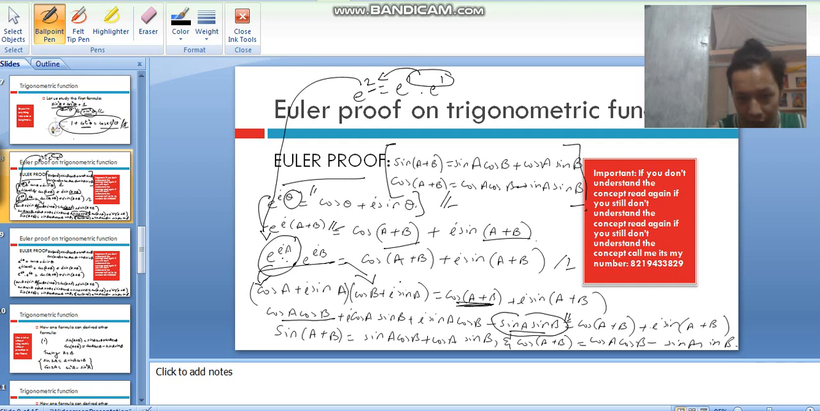So we compare the left hand side and right hand side, we get cos bracket a plus b is equal to cos a cos b minus sin a sin b, and we compare the imaginary terms, sin bracket a plus b is equal to sin a cos b plus cos a sin b. So from Euler's series we get these two formulas, which I have written here.